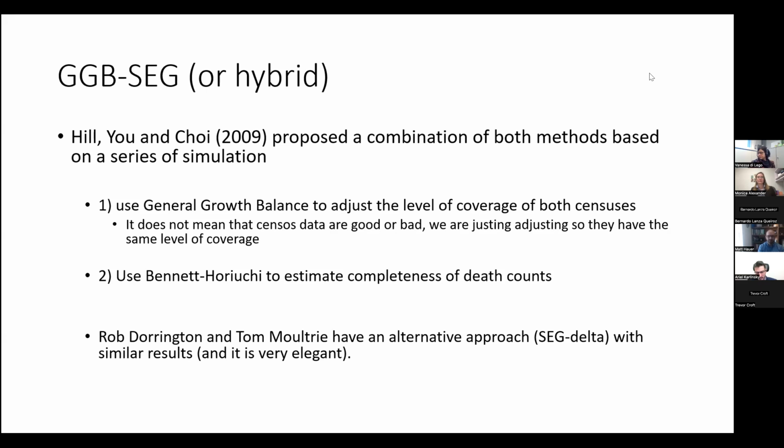they suggest applying the Bennett-Horiuchi and then use the Bennett-Horiuchi estimate of completeness to correct the data. And there's an alternative way to do this, proposed by Rob Dorrance and Tom Moultrie somewhere around the same time. They call it the Saga Delta, with quite similar results. And it's an idea that was actually discussed in the Bennett-Horiuchi paper, and it's quite elegant the way to work with it. So we have those 3 methods.